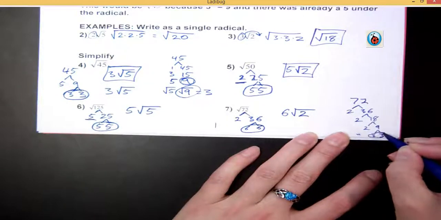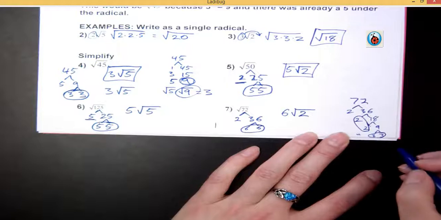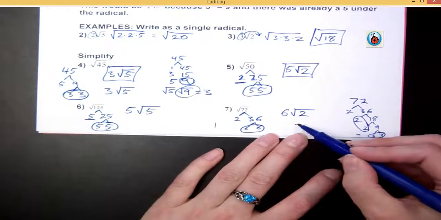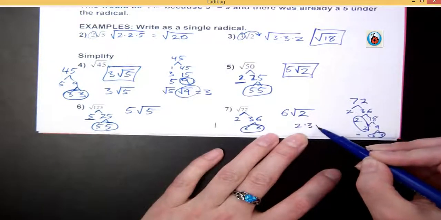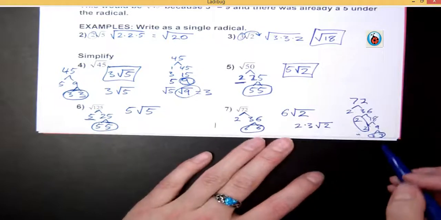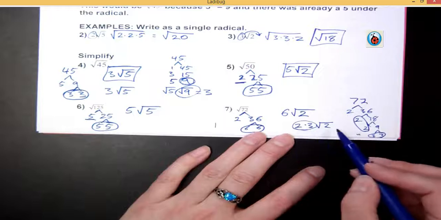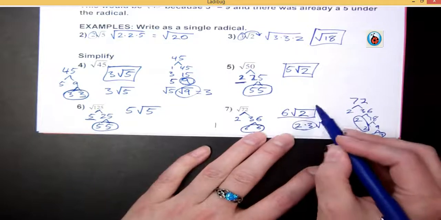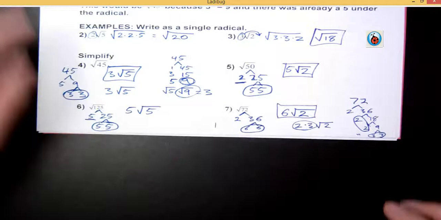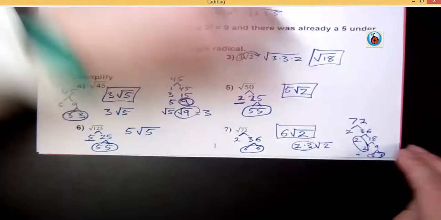I'm still left with doubles here. I just have two sets of doubles now. And so when I have two sets of doubles, I have 2 times 3, and then I'm still left with a root 2. And I always multiply anything. If I have two numbers on the outside or two numbers on the inside, I multiply them to give me the 6 root 2. So go ahead then and flip to the next page.